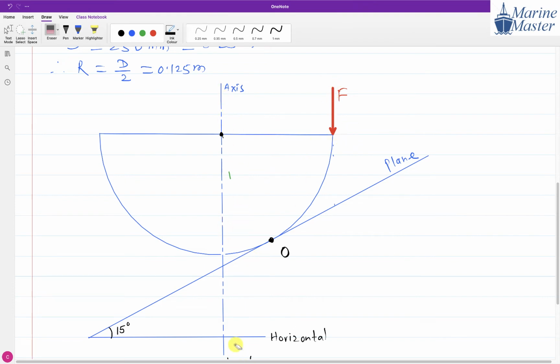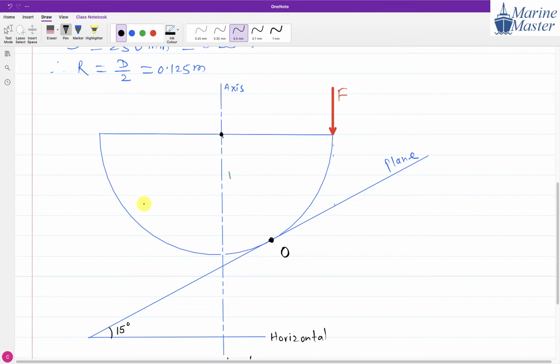To maintain this axis in the vertical direction, in the vertical position, that is our target. You are getting my point? Now we are going to show different forces on this hemisphere.